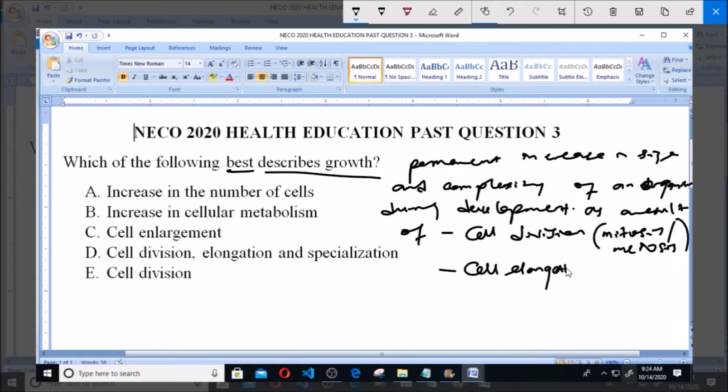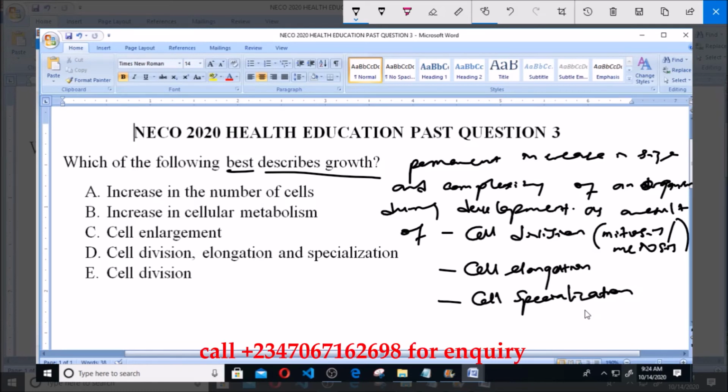Now, this cell elongation simply describes the ability of these divided cells, that is the daughter cells that are a result of cell division, the ability to increase in size, that is cell elongation or enlargement. Then after cell elongation, the next is what? Cell specialization. Cell specialization, that is the ability of these daughter cells to specialize, that is to give rise to different kinds of cells. And these three components bring about growth: cell division, elongation, and specialization.